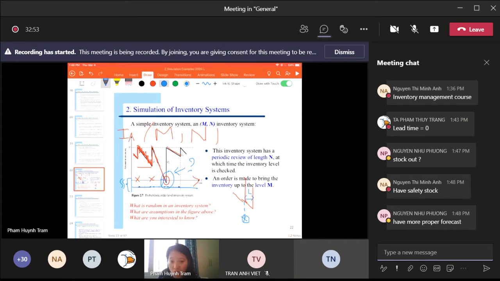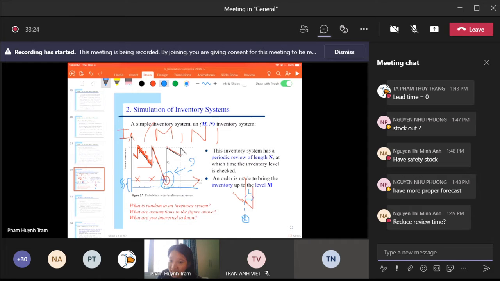So if we talk about stock, we need to have safety stock, or, to say it very simply, we need to keep more stock. Higher stock assures that in the worst case we still have something to sell. Phương suggests that we need a proper forecast. Forecast will help us calculate the stock we need, like safety stock, for example. Right. Okay, reduce review time.